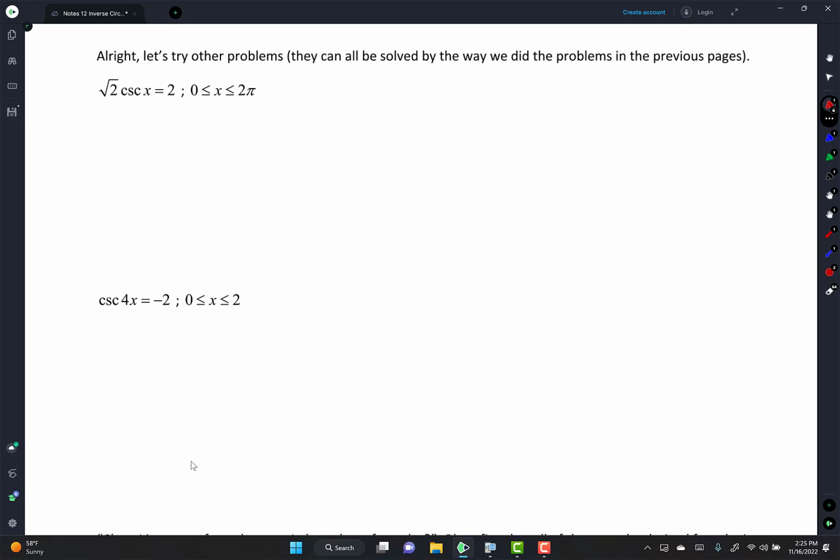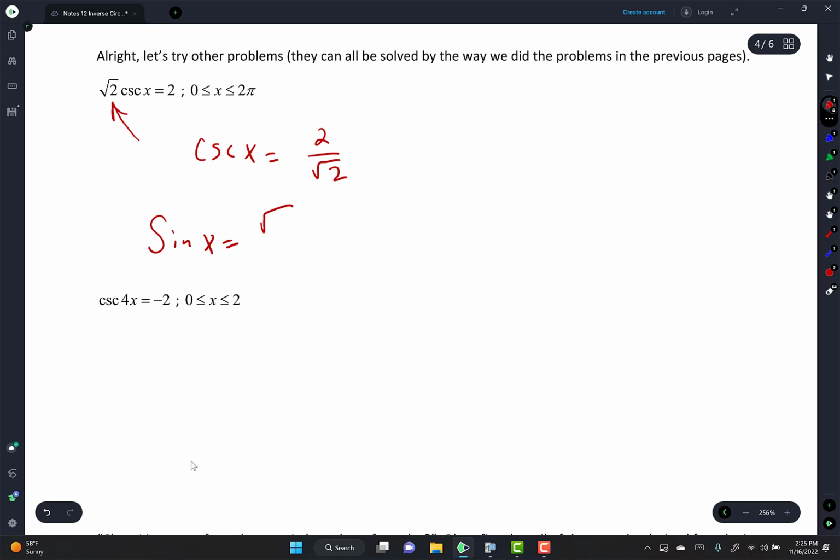Okay, what are you going to do? I want to get cosecant x by itself, so divide by square root of 2. So you're going to have cosecant x equals 2 divided by square root of 2. Next, cosecant's a reciprocal of which one? Sine. So I'm going to write sine x equals square root of 2 over 2.